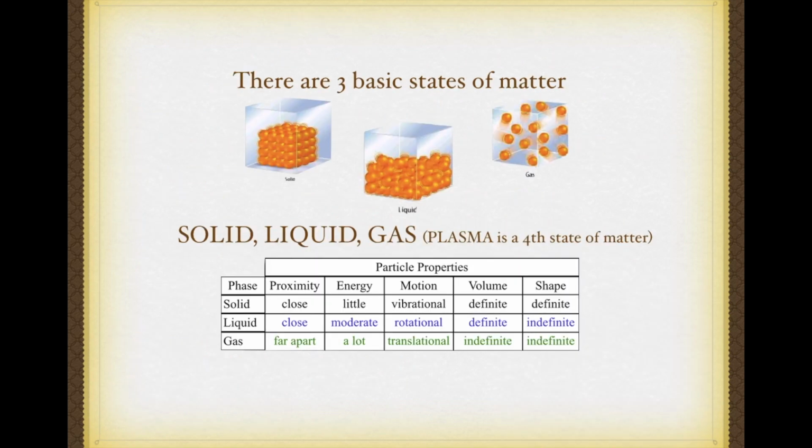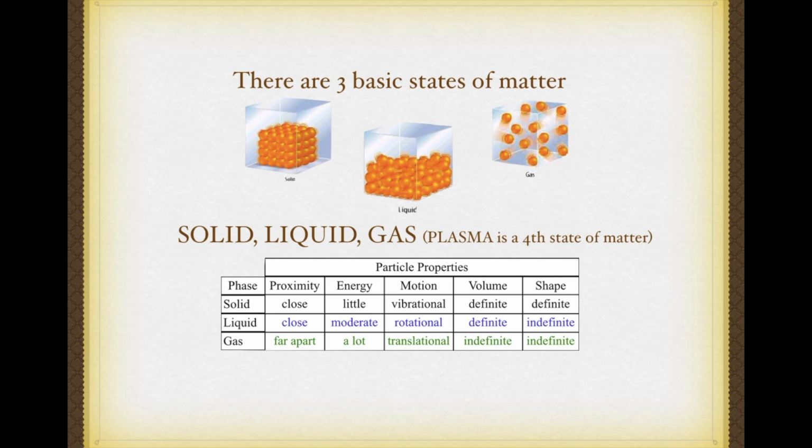Now, there are 3 basic states of matter, which you should have learned in 6th grade or 7th grade. Solids have a definite volume and a definite shape. The atoms in a solid are vibrating, but very slowly. A solid, when I said a definite volume, that means the volume does not change. How much space it takes up.